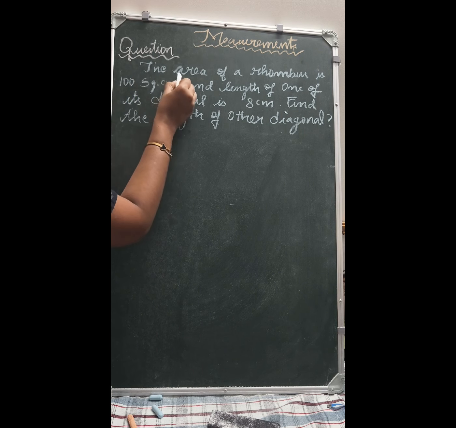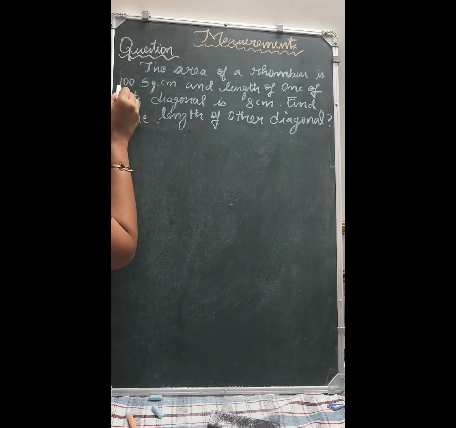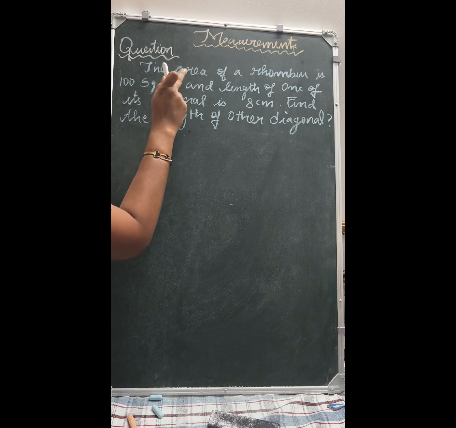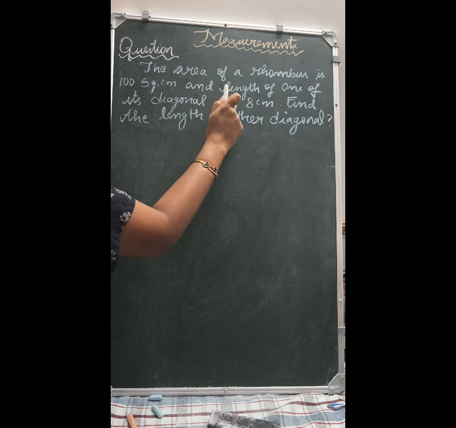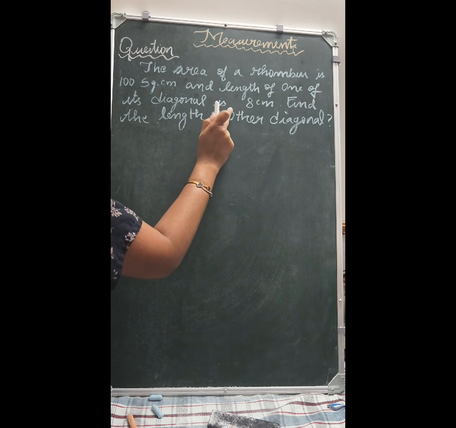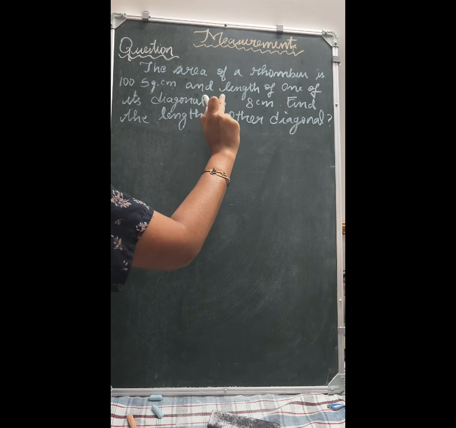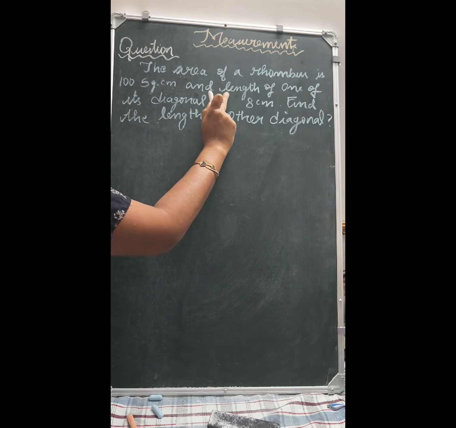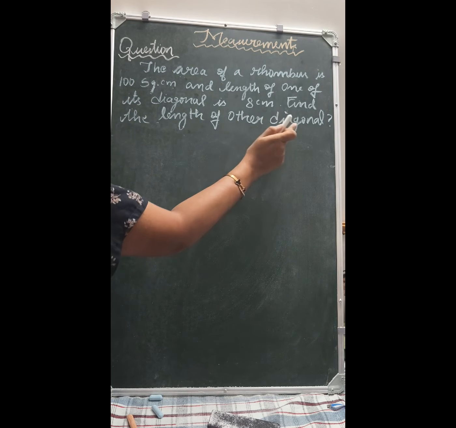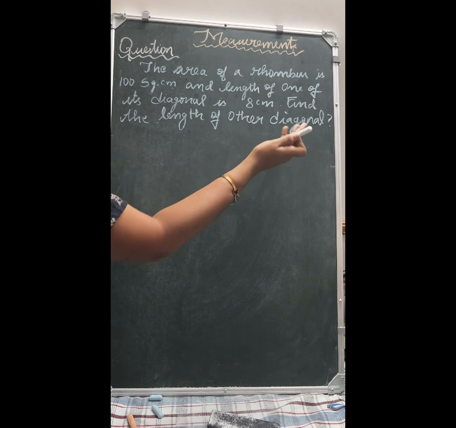In today's class we are going to solve a very easy sum in measurements where the given question is: the area of a rhombus is 100 square centimeters. So they have given the area and the length of one of its diagonals is 8 centimeters. So this is D1. Find the length of the other diagonal. So they have said to find D2.